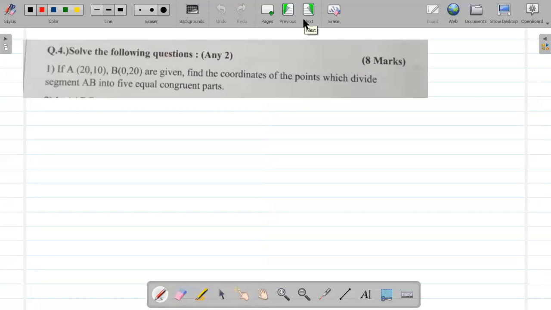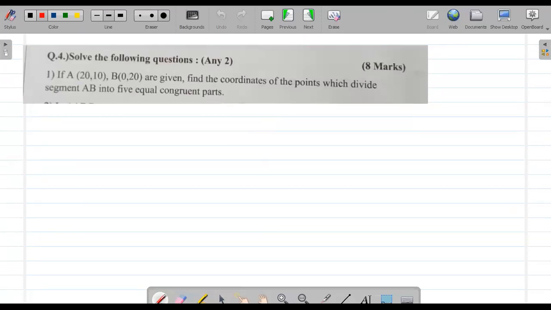Question number 3B4 was a question which was out of syllabus. Okay, so in case you have attempted that, you would get marks for it. We move on to the next question, number 4, first one.